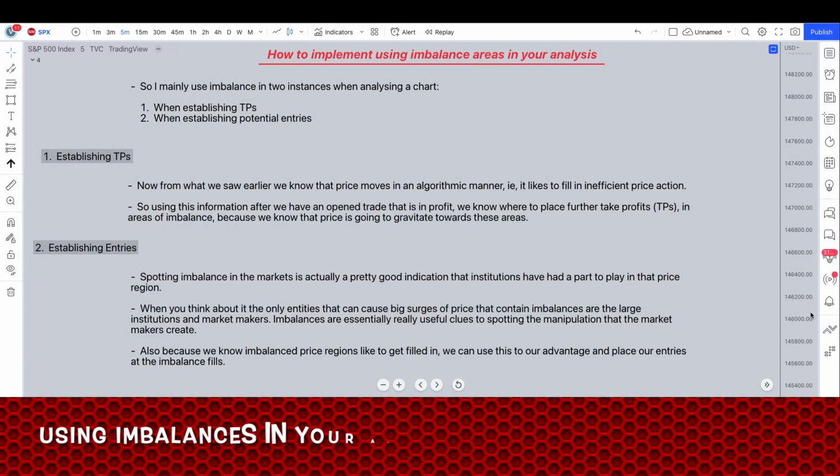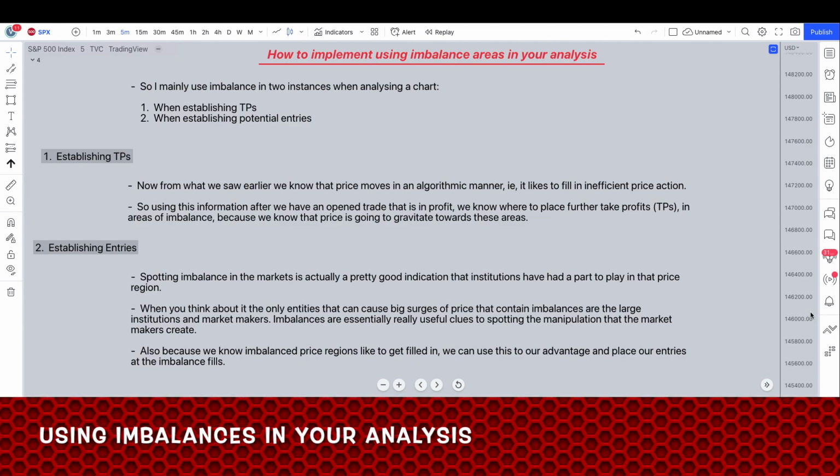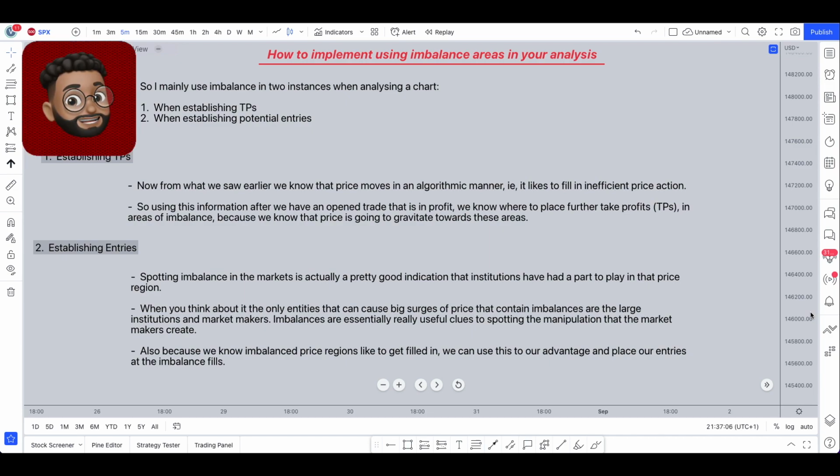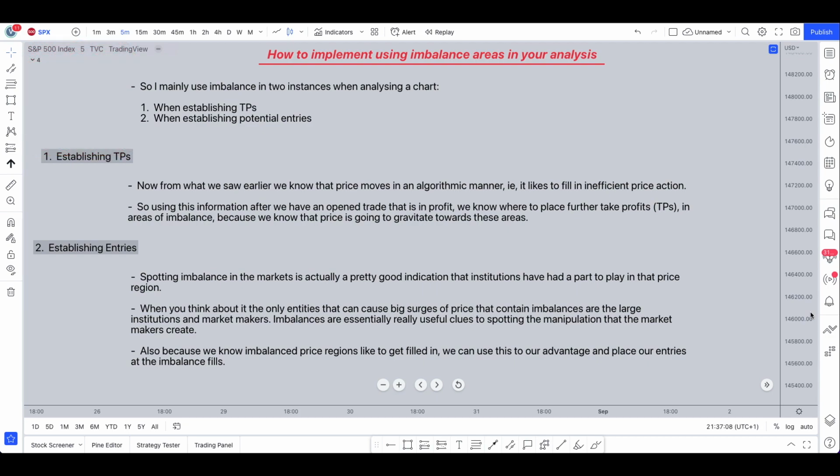Now moving on to how to actually use imbalance areas in your own analysis. Personally, there are two instances where I use imbalances when analyzing. The first is when establishing TPs, and the second is when establishing entries. Let's start with the first, establishing a take profit point. From what we saw earlier about price moving algorithmically and coming back to fill in areas of imbalance, we can use this information to know that price will gravitate towards these areas. So logically it makes sense to use them as targets.